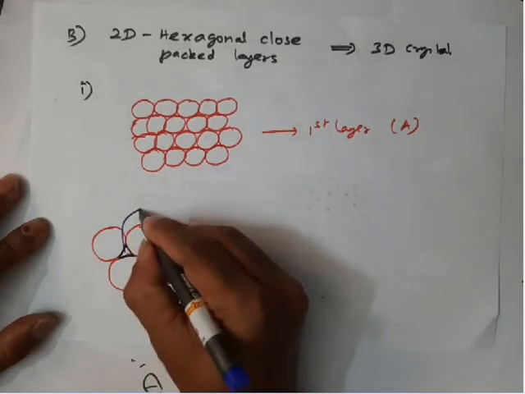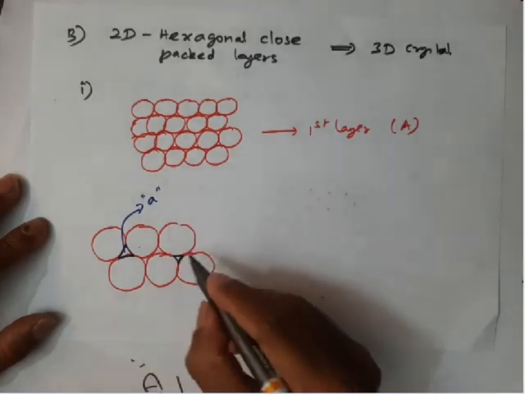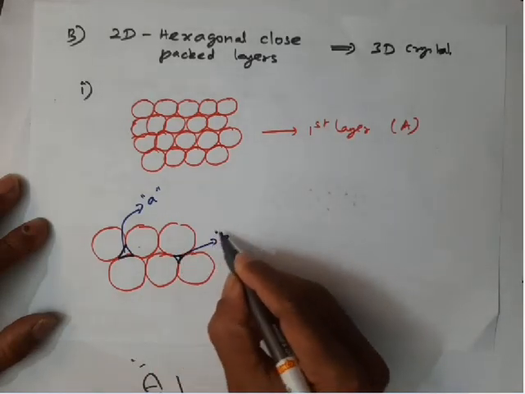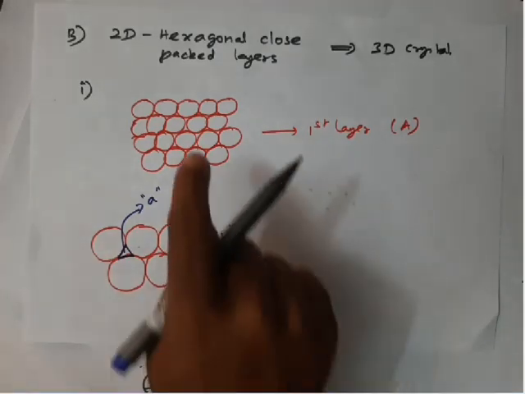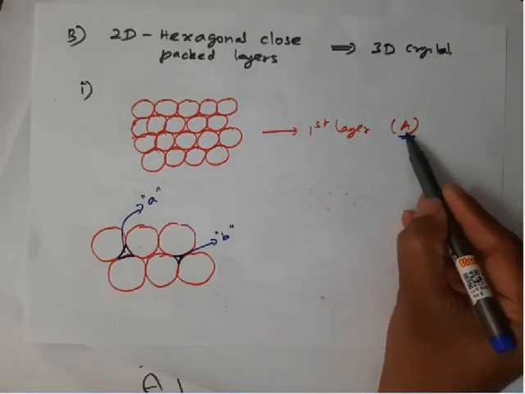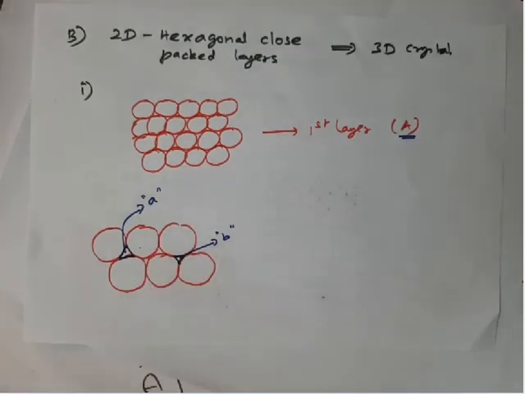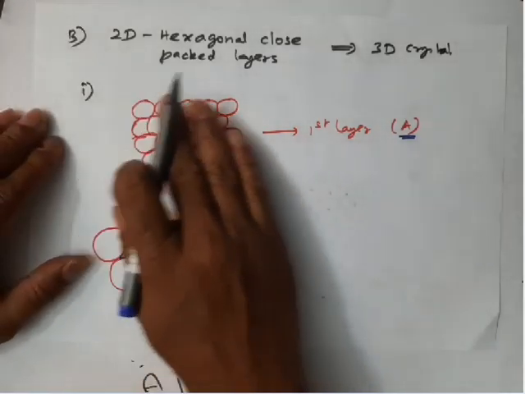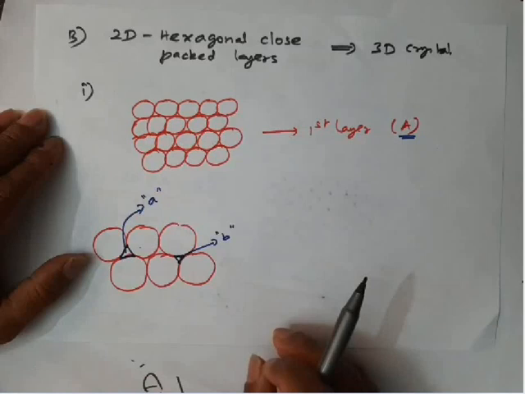Let me take this as the A depression, and I'll represent this as the B depression. A and small b represent the depressions. So in the hexagonal close packed layer, I have two types of depressions, A and B. Students, don't confuse this. The capital letter represents the layer, and this small b represents the depressions. So in the two-dimensional hexagonal close packed layer, we have two types of depressions.